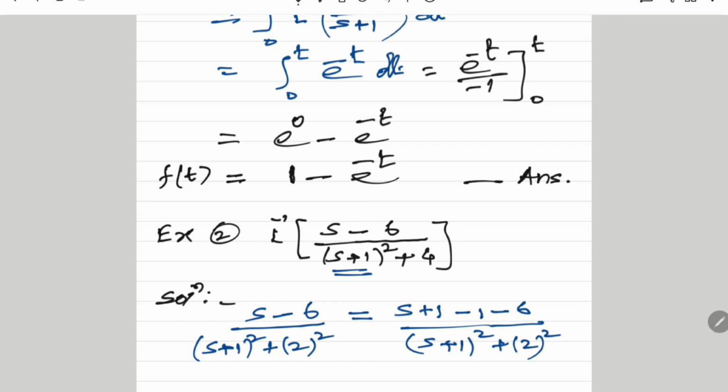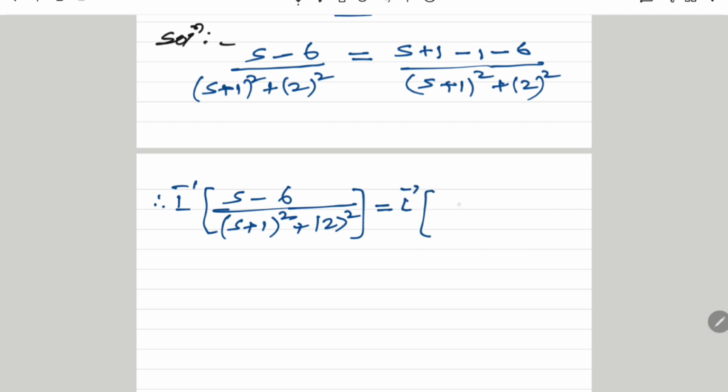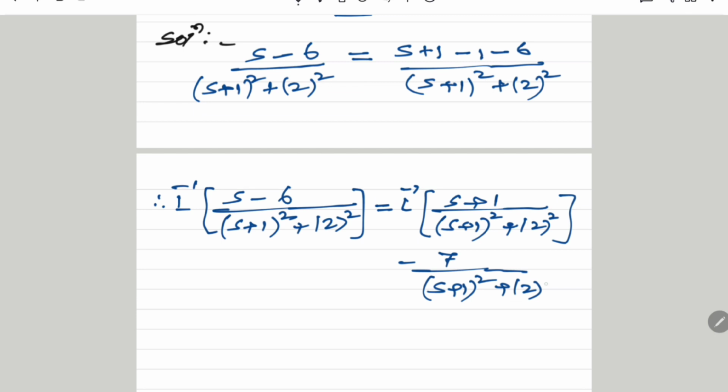No change in the value, only the form we are changing, and therefore taking inverse on both sides, inverse Laplace of s minus 6 divided by s plus 1 whole square plus 2 square is equal to inverse Laplace of s plus 1 whole divided by s plus 1 whole square plus 2 square, and minus 7 divided by s plus 1 whole square plus 2 square, and its inverse. s is replaced by s plus 1 in both numerator and denominator, using the shifting theorem.